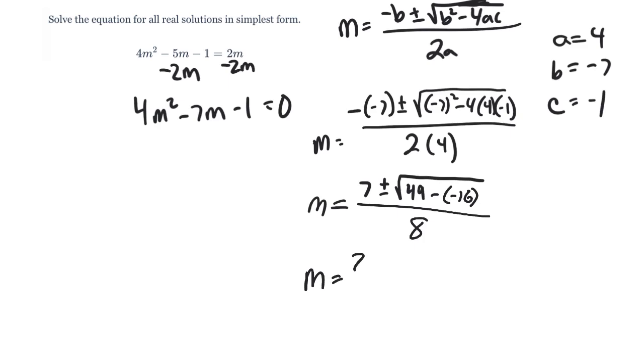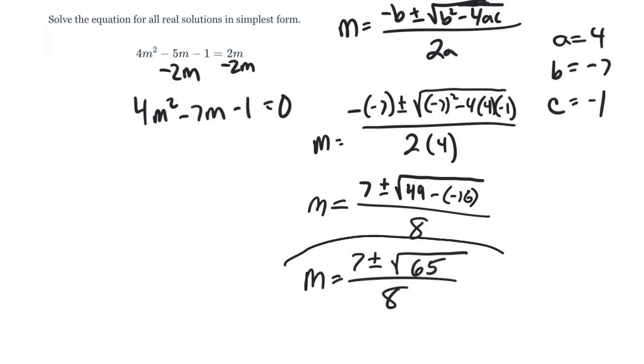So now I'll just go ahead in the next step. Positive 7 plus and minus. I can't do anything with that yet. I have to put these together. 49 plus 16 is going to give us 65. It's going to be over 8. This does not reduce. And because that does not reduce, that's our final answer. And that's as far as we go with it. That's an exact answer. 7 plus and minus the square root of 65 divided by 8. That's it. And that's exactly what you would type in for your answer.